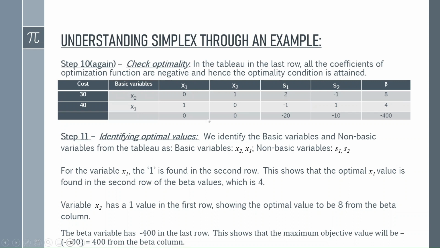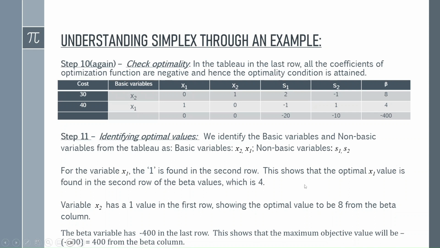Similarly, since 1 is in row 1 for x2, the optimal value is the beta value that is in the first row. Variable x2 has 1 in the first row, and the optimal value is 8 from the beta column. The beta column has -400 in the last row. This shows that the maximum value will be the negative of -400, that is 400.